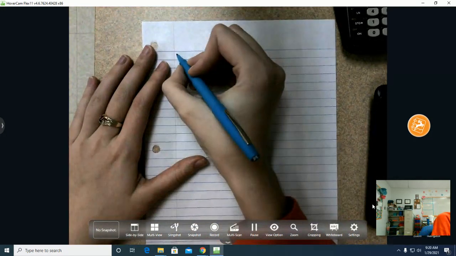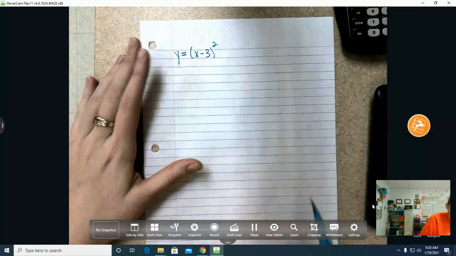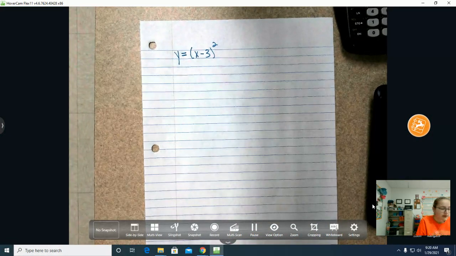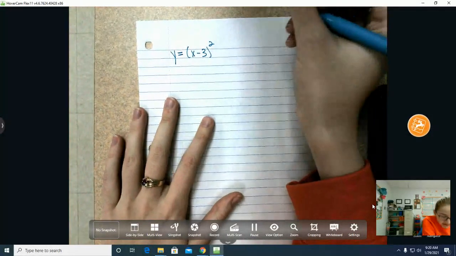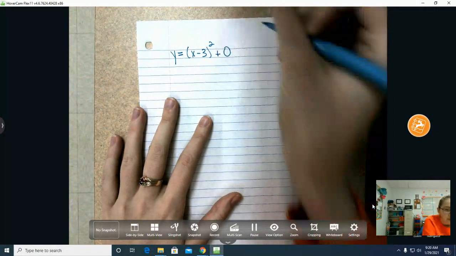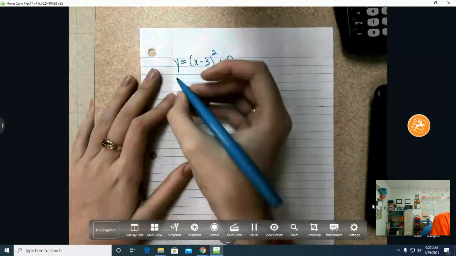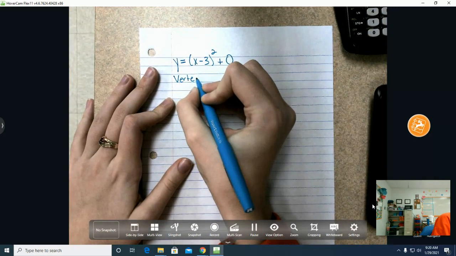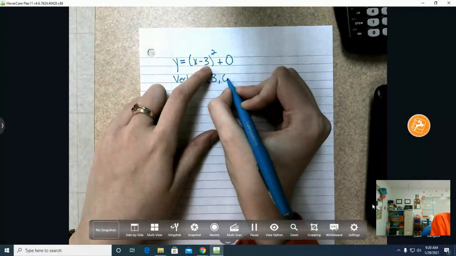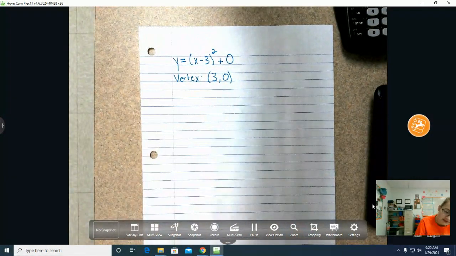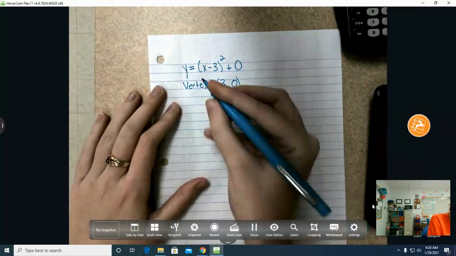So then if we had y equals (x minus 3) squared. Remember that if we don't have a k value, we don't want to change anything about the problem. So our k value is just going to be +0. So that means that my vertex, it's always the opposite for your h. So -3 becomes +3 and my k stays the same. 3, 0. I know that since my a value is a 1, my graph is going to open up.